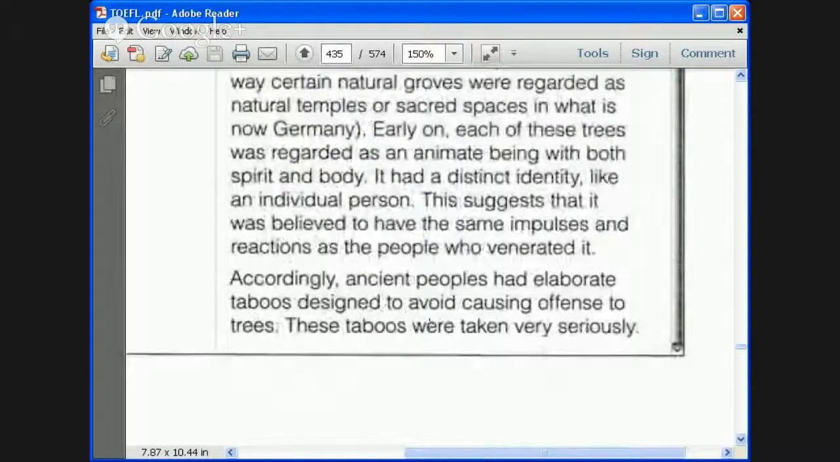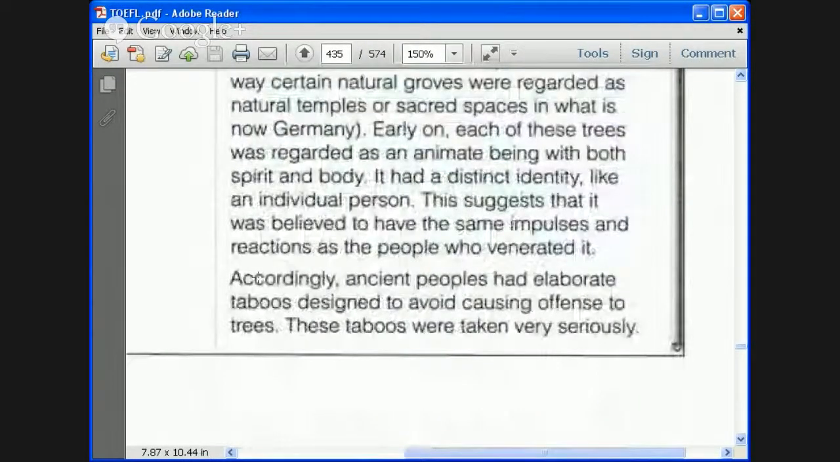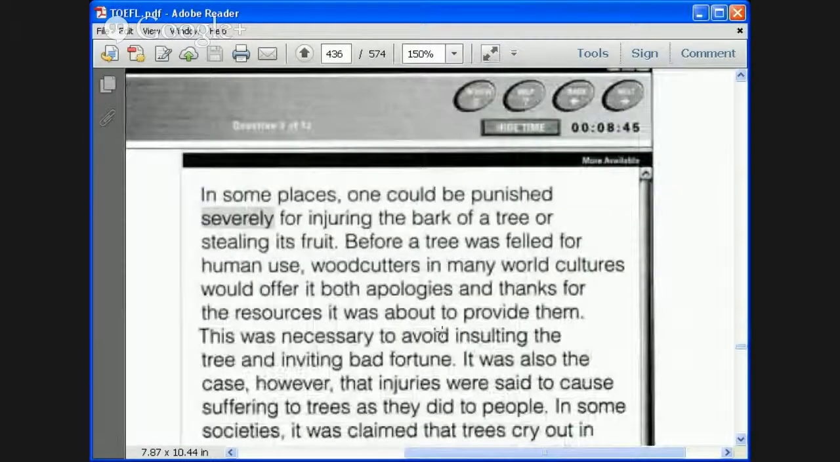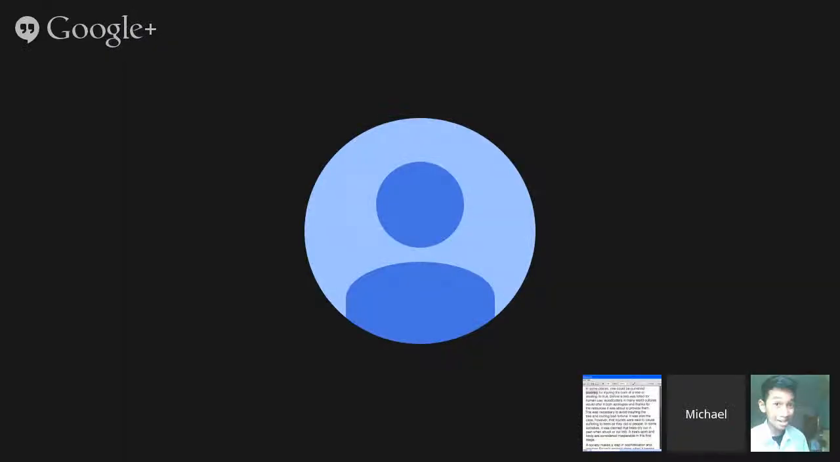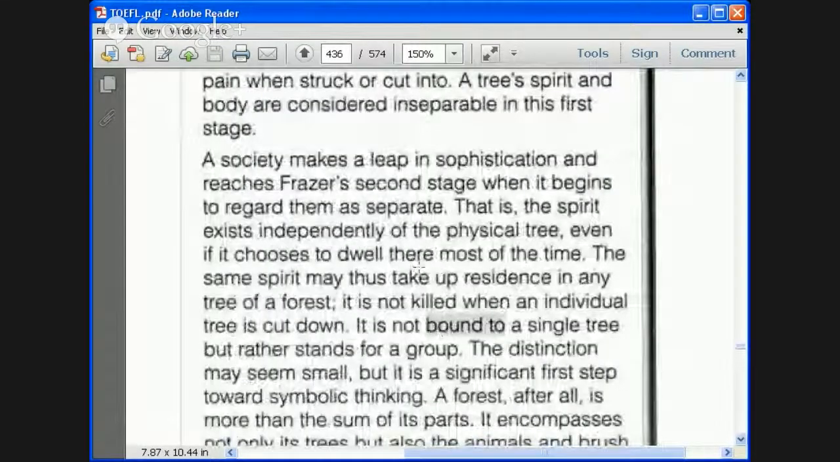Well, that's weird. Now I only have the first reason. Maybe the next paragraphs. Weird. Okay, Michael. Accordingly, ancient peoples had elaborate taboos designed to avoid causing offense to trees. These taboos were taken very seriously. Okay. So, what is the question? I don't know. There's no question yet. We're just trying to get the idea.